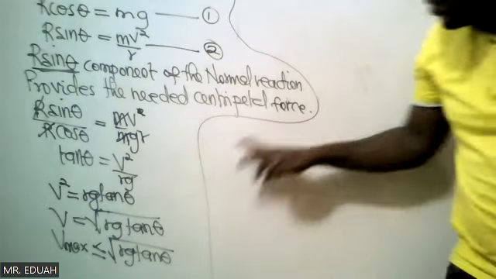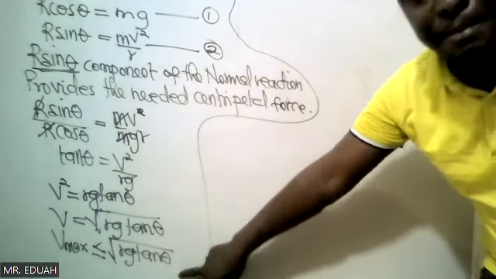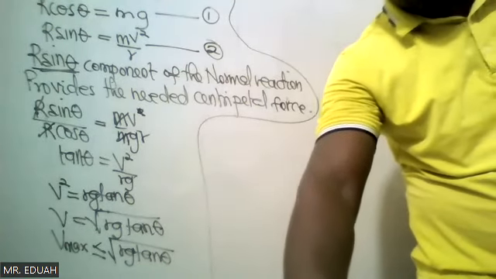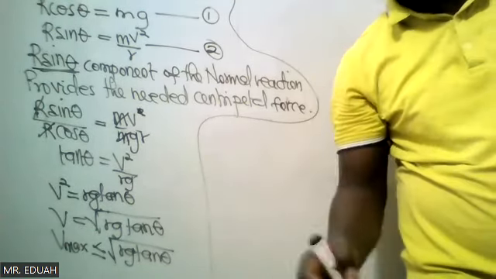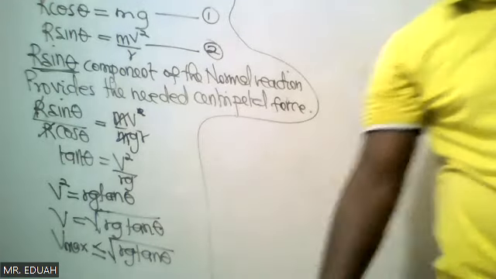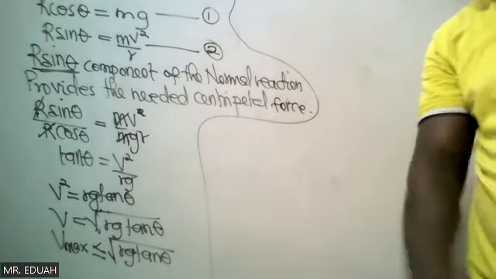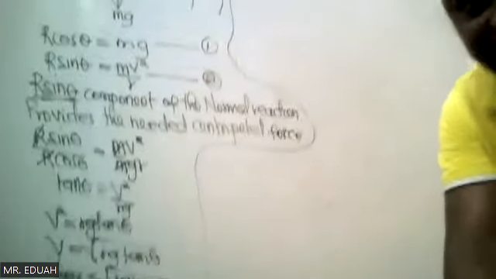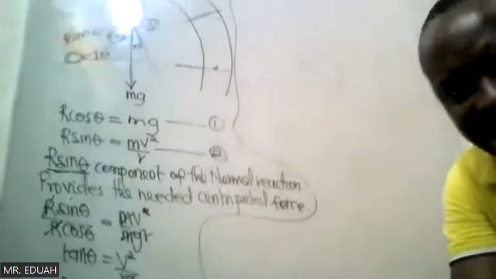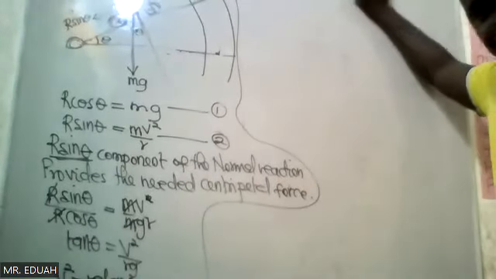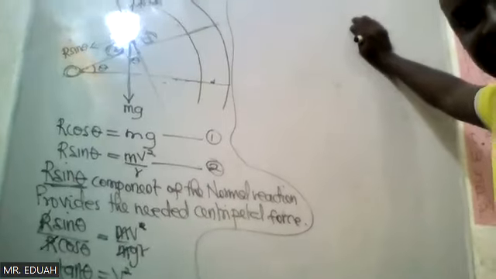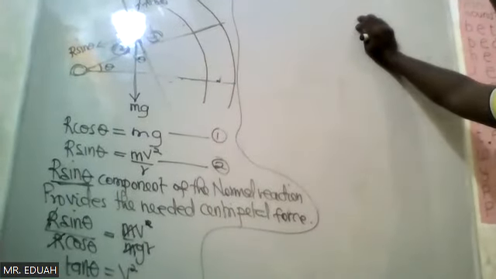What will be the expression for the maximum speed, V max, in a situation where we are also dependent on friction? Okay, so this is for when there is no friction. When there is friction and the road is banked, what is the expression for the maximum allowable speed? That is the next thing to look at.